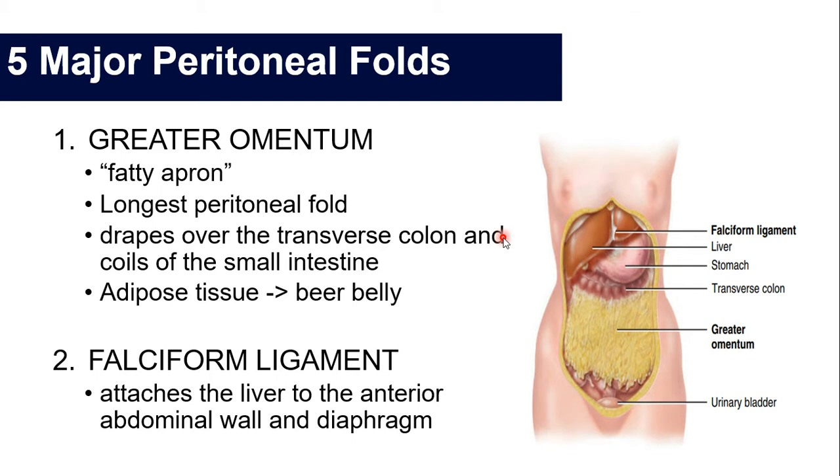So we have first the greater omentum. So as you can see in the picture on the right side, it's actually fatty. So it is also known as the fatty apron. It is the longest peritoneal fold in the body.